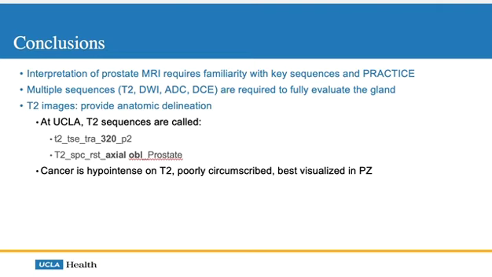The T2 images provide good anatomic delineation, and at UCLA, these sequences are called T2 320 at the end, or the other one is T2 with this axial oblique prostate. So those are the best sequences to look at when you're trying to get anatomic delineation of the prostate. And on T2, cancers are hypointense or dark. They're poorly circumscribed. They're smudgy in appearance. And on T2 sequences, you can typically identify peripheral zone cancers.